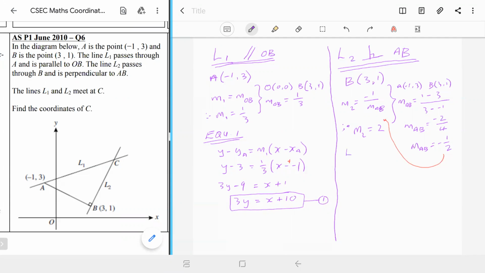Equation now of line 2. Line 2 passes through B, with a gradient of 2. So the equation is going to be y minus yb equals the gradient of line 2 times x minus xb. I put in the values now. y minus yb is y minus 1, equals the gradient of line 2, which is 2, times x minus xb, which is 3. You solve this now. So y minus 1 equals 2x minus 6. Bring over the negative 1 and add it, and I get negative 6 plus 1 is negative 5. So y equals 2x minus 5. This right here is the equation of line 2.